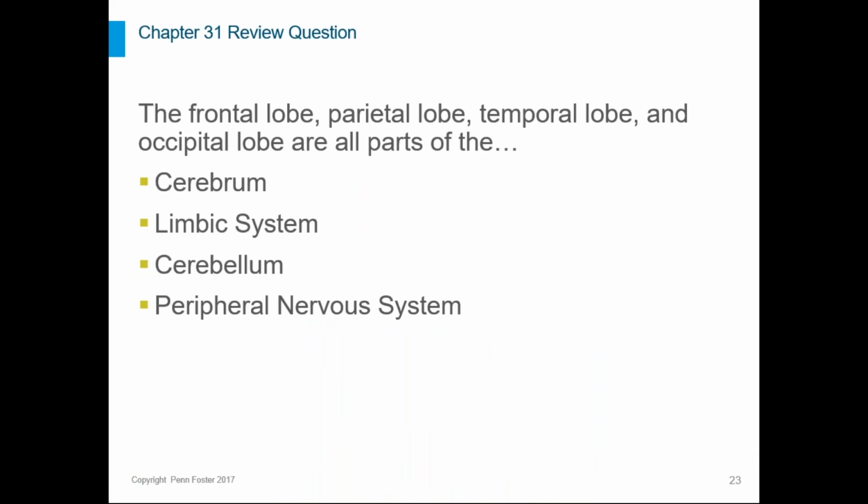Okay, and that actually brings us to the end of section 2. It was a little shorter than section 1, and we have a couple more review questions.